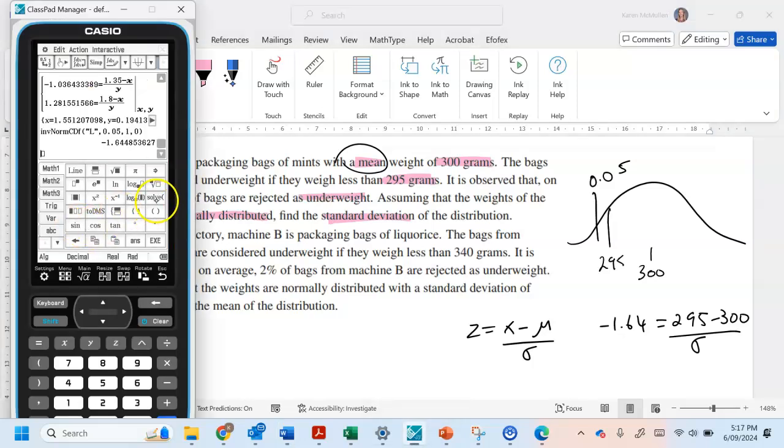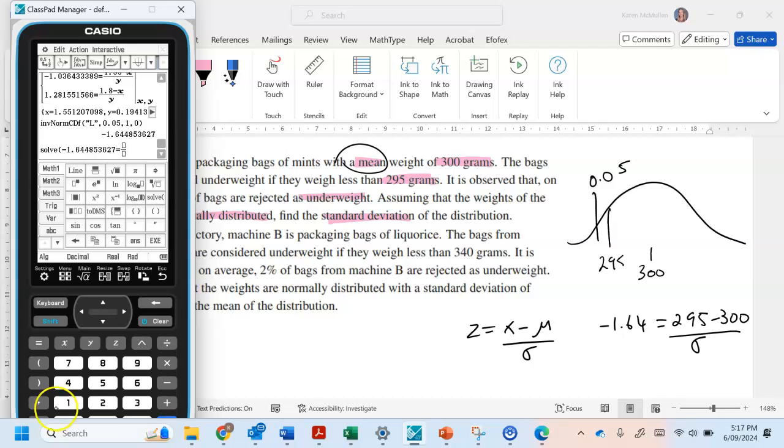All right, so if you want, you can solve it as an equation. So just dragging that down, equals, and then 295 minus 300 is negative 5, so we can just type that straight in. And then over our standard deviation, which is what we're calculating, and then comma x. All right, so the standard deviation is 3.04.